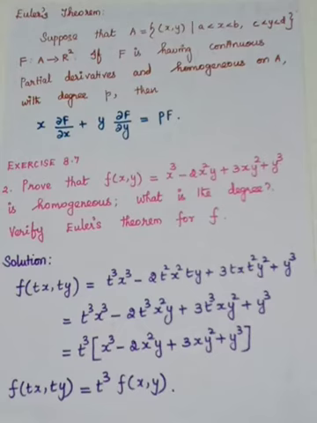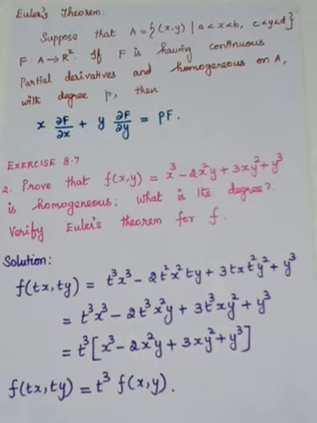Okay, exercise 8.7, second problem. You see that, prove that f of x comma y is equal to x cube minus 2x squared y plus 3xy squared plus y cube is homogeneous. So we have to prove that the function is homogeneous. What is the degree? So we have to write the degree and verify Euler's theorem for f. So if it is a homogeneous function, we can apply Euler's theorem. After that, we have to verify it.